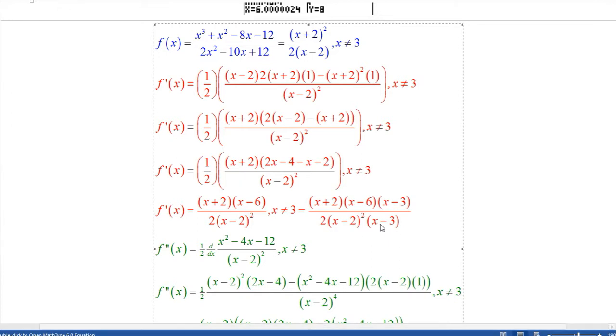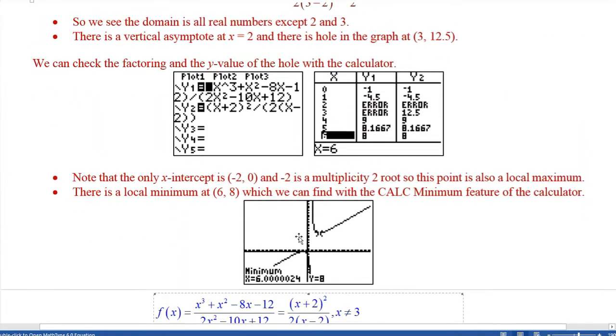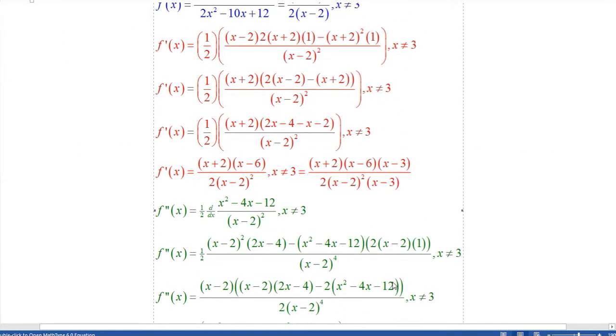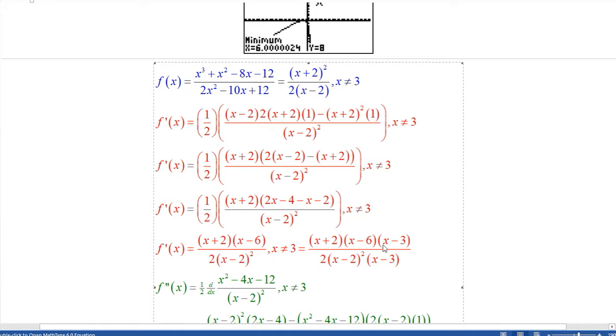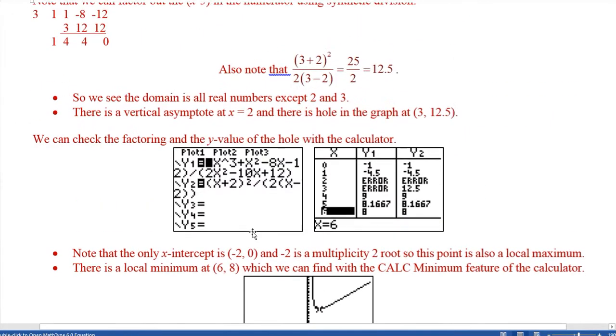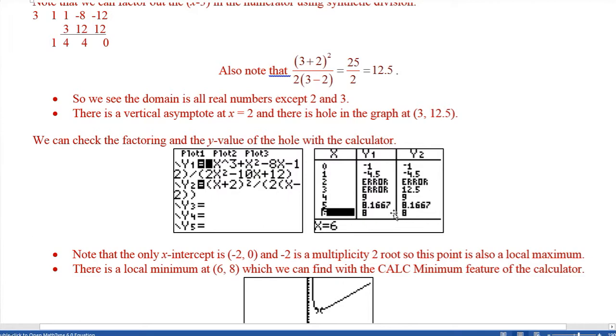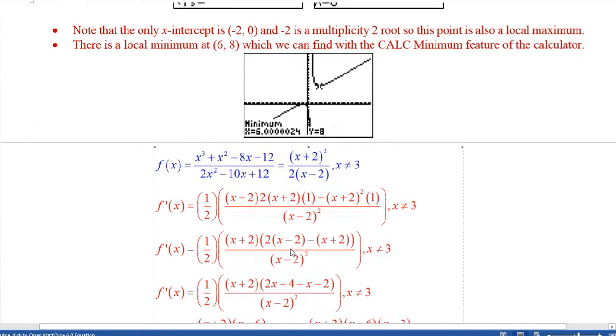Okay, so notice, as I said before, x equals -2 is a place where the numerator is 0, so f prime is 0 when x is -2. That turns out to be the x coordinate of this local maximum, which has a y of 0. So -2, 0 is a local maximum. Now, it also turns out when x is 6, the numerator is 0 and the denominator is not. So x equals 6 is a minimum of the original function. And we see here in the table that 6, 8 is the point we're looking for there.